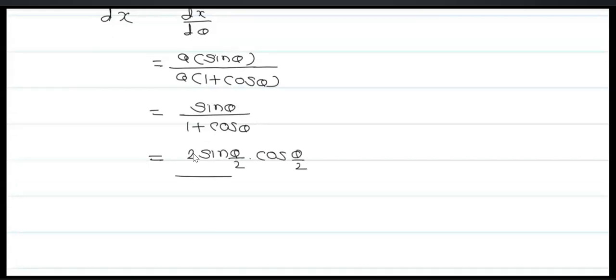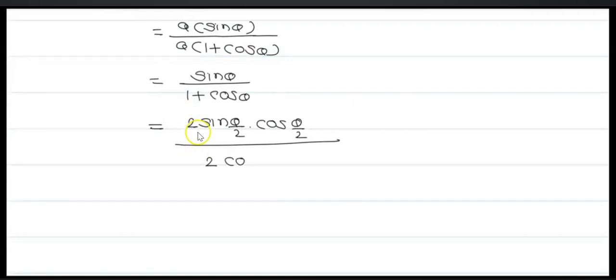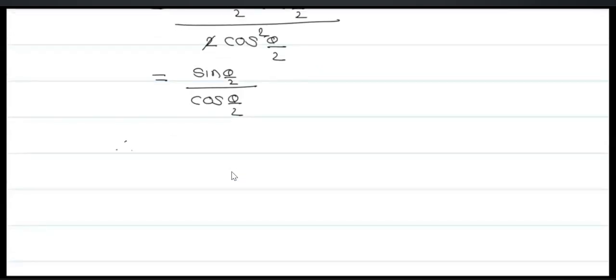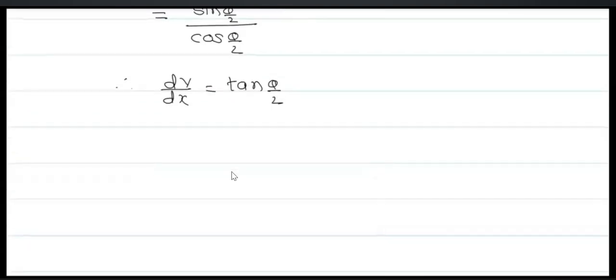Therefore, sine theta means 2 sine theta by 2 into cos theta by 2. 1 plus cos theta is 2 cos square theta by 2. These 2 get cancelled, and you are getting sine theta by 2 upon cos theta by 2. And therefore, dy by dx is equal to tan of theta by 2.